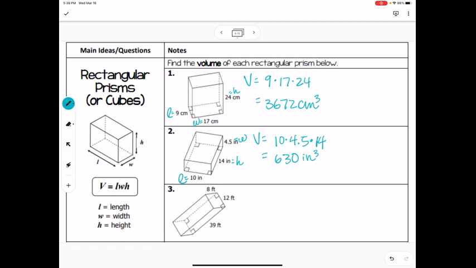I'm going to want you to calculate this next one on your own. So I will take a moment to allow you to do that. All right, and back checking our work here, we should get 3,744 feet cubed. So that's going to be our answer on that one.